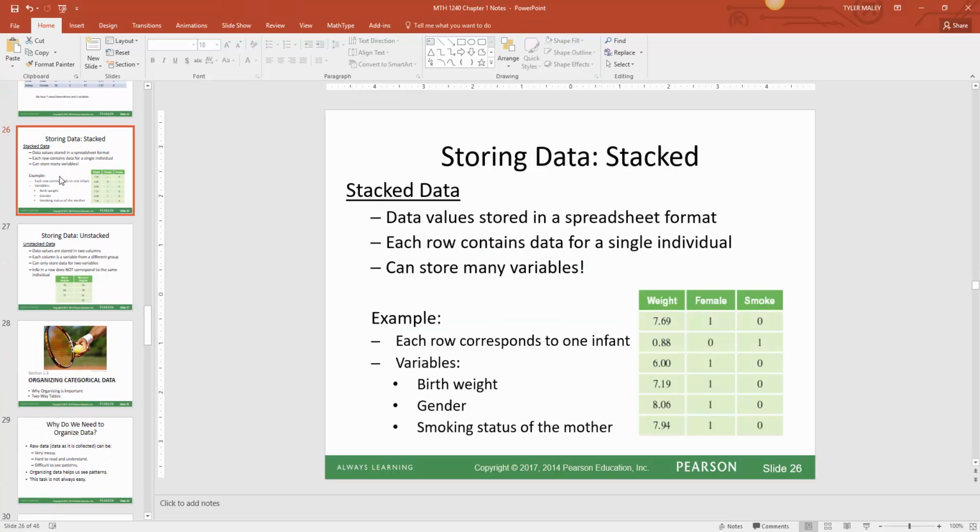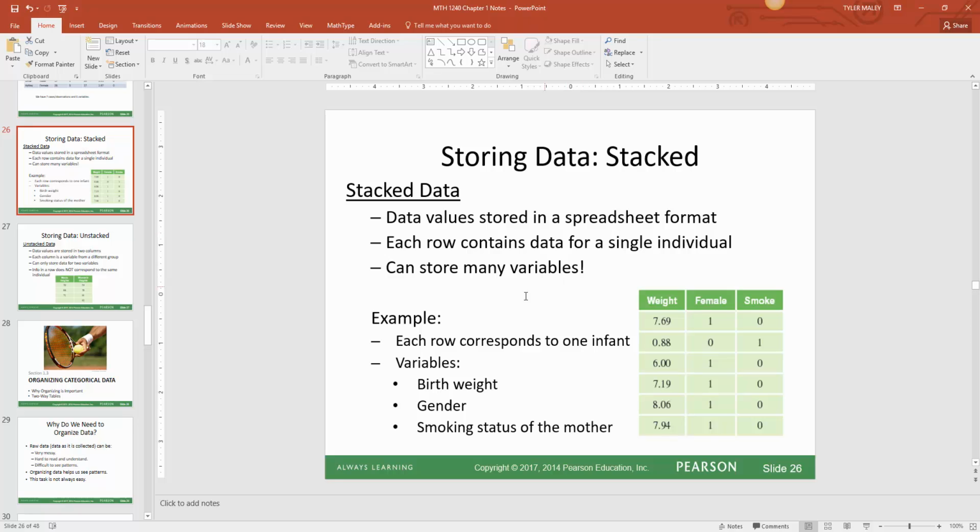So here's a little more information on stacked data. As I was saying, we store the data values in a spreadsheet format where each row is by person. The benefit of this is we can store many variables. I can have as many variables as I want about each particular person. In the next slide, we'll look at an unstacked way to store data, and it makes it very hard to have many variables in that fashion. In fact, you really can't.